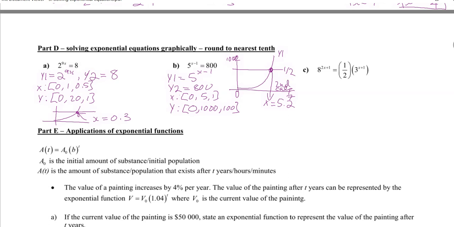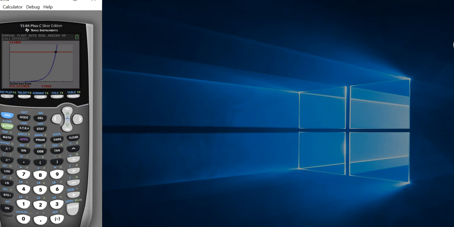All right, 8 to the 2x plus 1 equals 1/2 times 3 to the x plus 1. So y1 will be 8 to the 2x plus 1. y2 will be 1/2 times 3 to the x plus 1. Okay, so let's do that. Y equals. All right, what do we got? 8 to the 2x plus 1. So again, I'm putting that in brackets, even though I don't really need brackets on this calculator, but it doesn't hurt to just sort of set it aside.